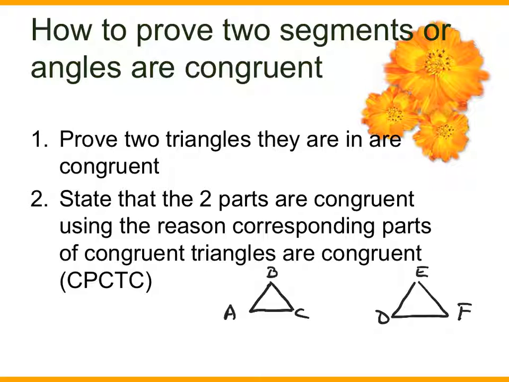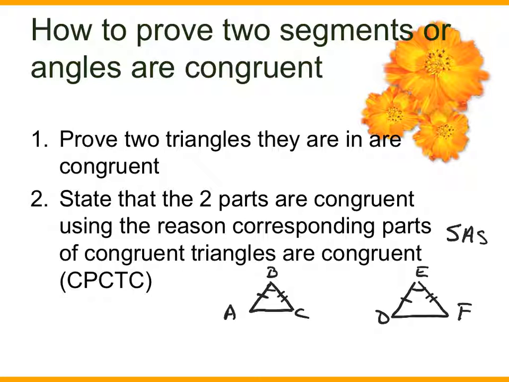First of all, if we can prove that the two triangles those parts are in are congruent. So let's say that I could prove that these two triangles are congruent. Let's say that I gave you this information right here. Okay, I started you off just like that. Are those two triangles congruent? Why? SAS. They are congruent because of SAS.